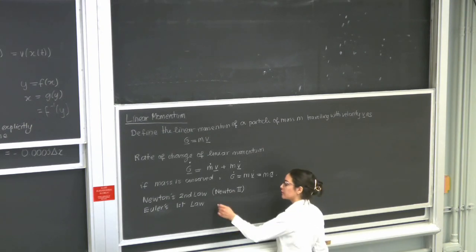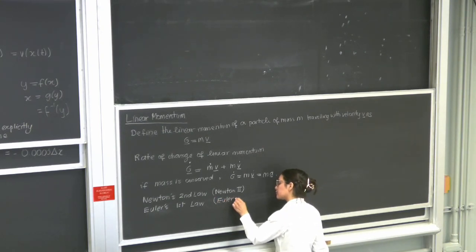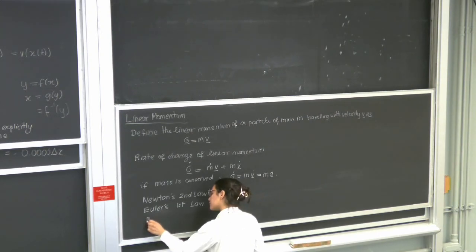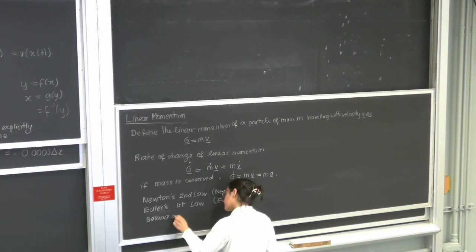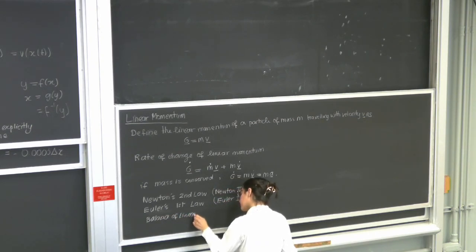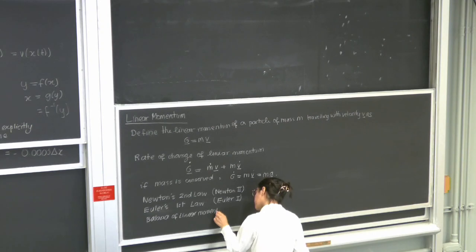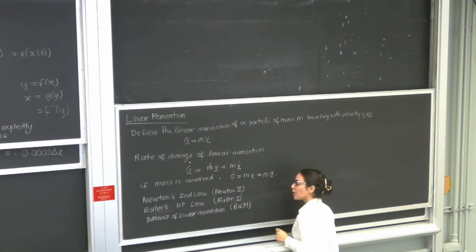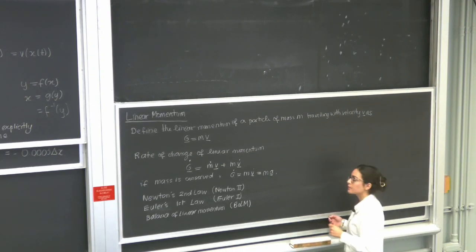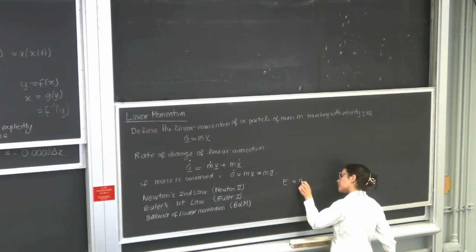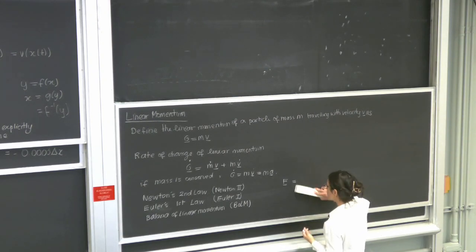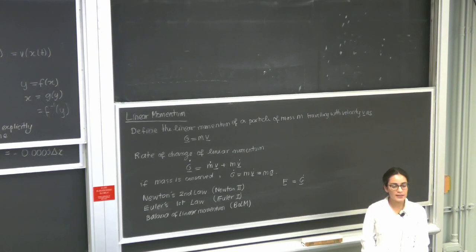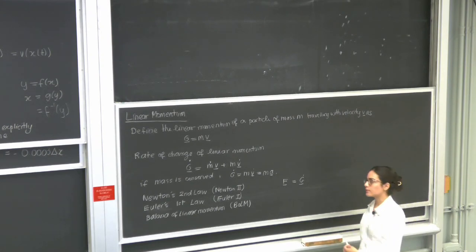Euler's first law, these are equivalent, or the balance of linear momentum. All three names denote this principle that F is equal to G dot. The sum of the external forces acting on the system is equal to the rate of change of its linear momentum.